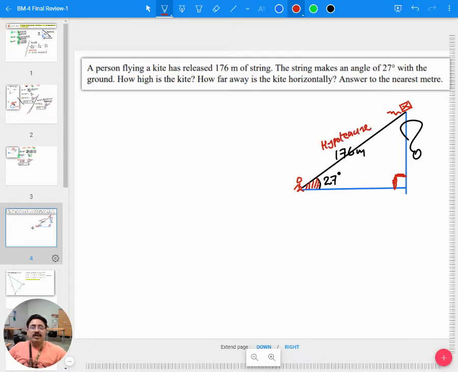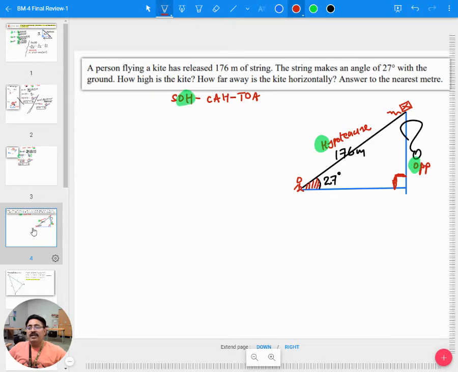And next, this part is missing. I see that this is the side opposite to the given angle, 27 degrees. Right? Therefore, this is the opposite side. Now, think of SOH CAH TOA. Where do you find opposite and hypotenuse? SOH. Therefore, if I write SOH, there you go. I see that opposite and hypotenuse, then sine.